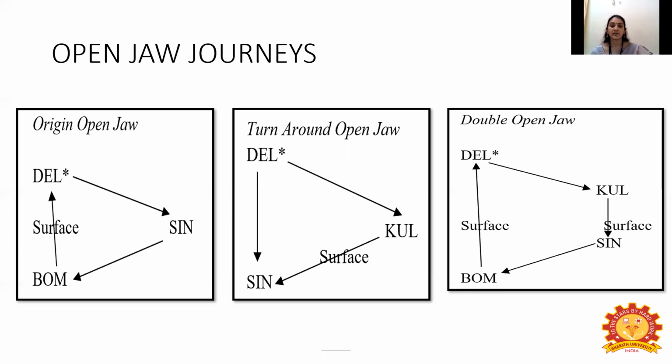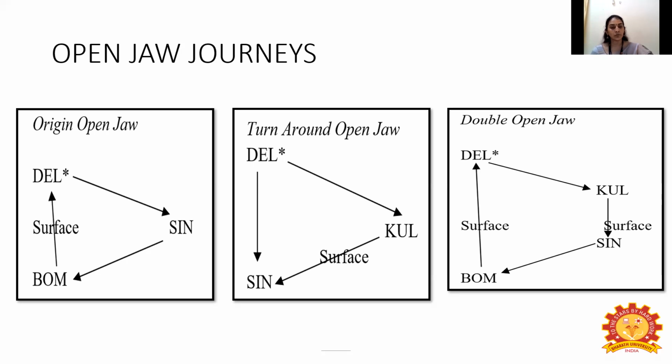If this surface travel is not at the origin point, if it is anywhere in between, in the middle of the journey, then that is called turnaround open jaw. Because if the surface travel is from Delhi to Kuala Lumpur, or Delhi to Singapore in the second image, then you call it origin open jaw. But now what happens? From Delhi, you are going to Kuala Lumpur by air. From Kuala Lumpur to Singapore.